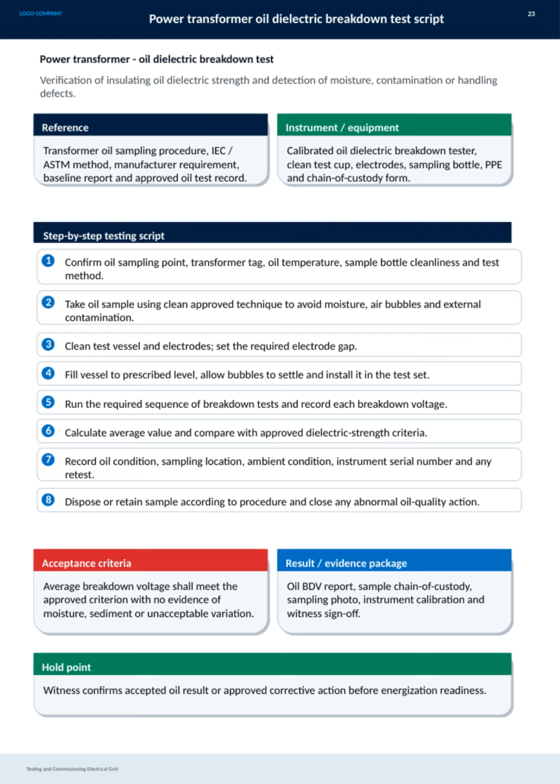The acceptance criteria specify that the average breakdown voltage must meet the approved threshold without signs of moisture, sediment, or unacceptable variation. The result package should include the oil breakdown voltage report, sample chain of custody, sampling photos, instrument calibration records, and witness sign-off. At the hold point, a witness must confirm acceptable oil test results or approve corrective actions before proceeding with energization readiness. This detailed process ensures transformer reliability and safety through thorough testing and verification.